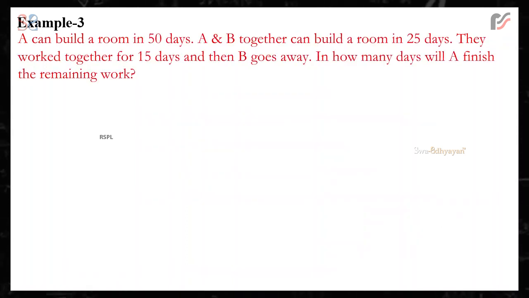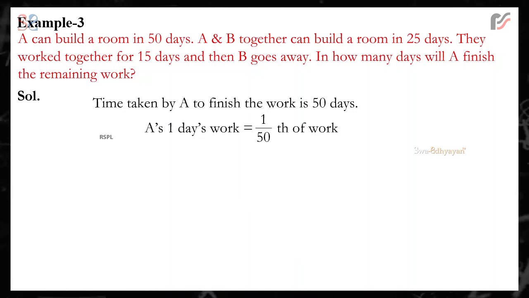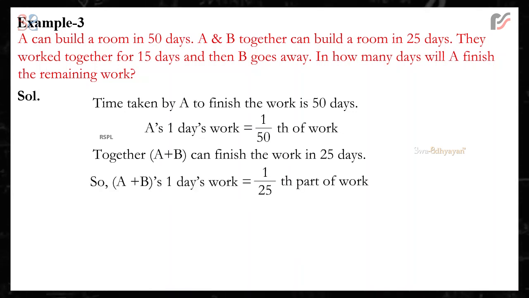Example 3. A can build a room in 50 days. A and B together can build a room in 25 days. They work together for 15 days and then B goes away. In how many days will A finish the remaining work? Solution. Time taken by A to finish the work is 50 days. A's 1 day's work is equal to 1 upon 50th of work. Together, A plus B can finish the work in 25 days. So, A plus B's 1 day's work is equal to 1 upon 25th part of work.